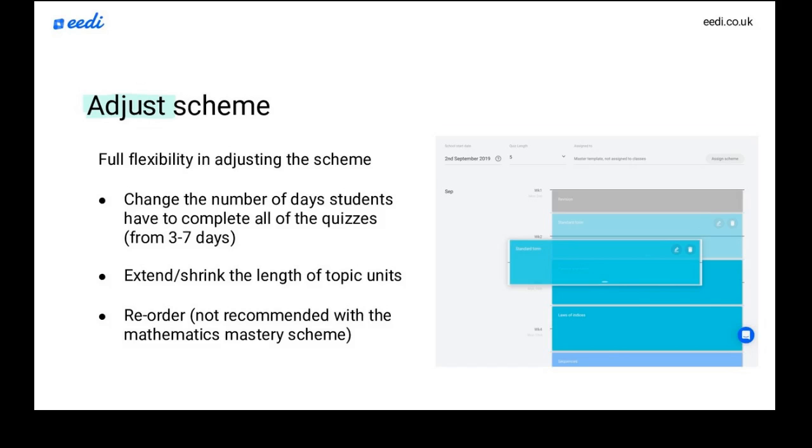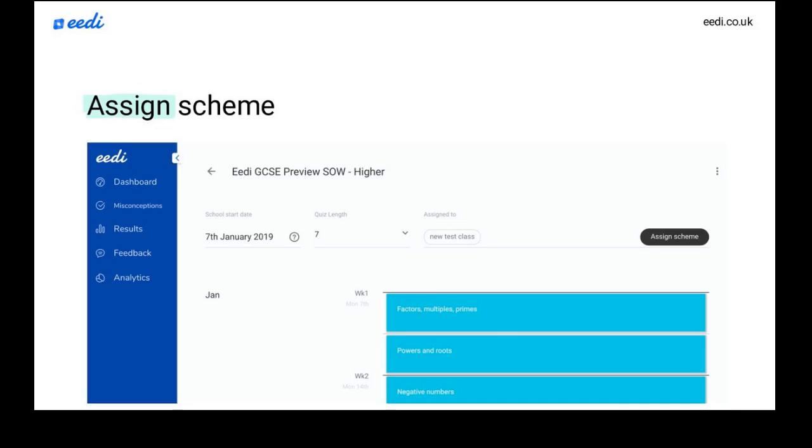The other thing that I think is really valuable is extending topic units. Let's say, for example, you overrun on a certain topic unit and you need an extra half week. You can drag and extend the length of a topic unit and all the other topic units in there shift on as well. So you do have that flexibility. And this is around your core functionality of the scheme. You can adjust each quiz individually, and I'll show you that in just a second.